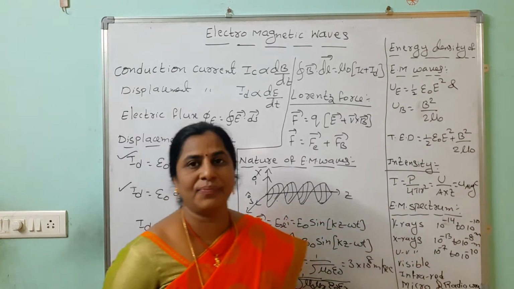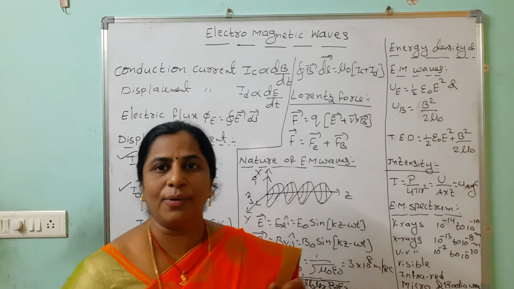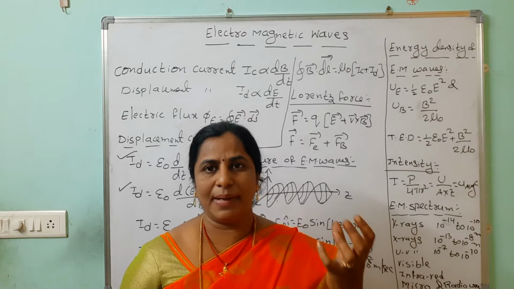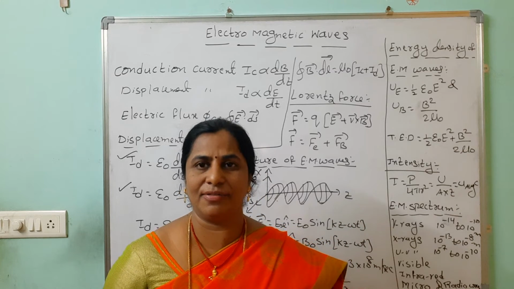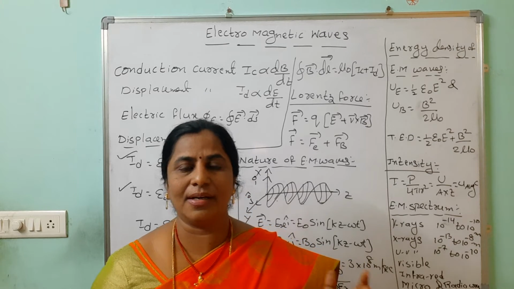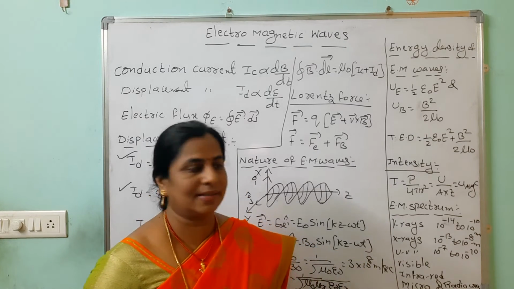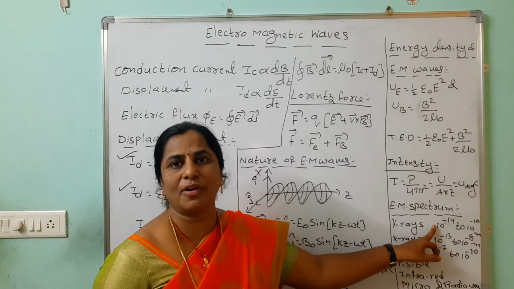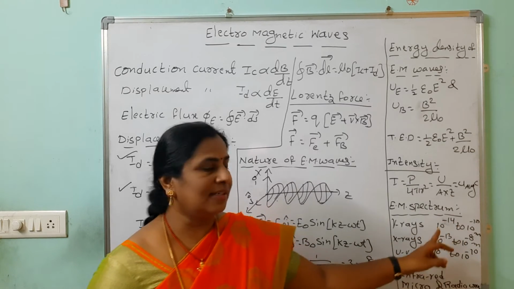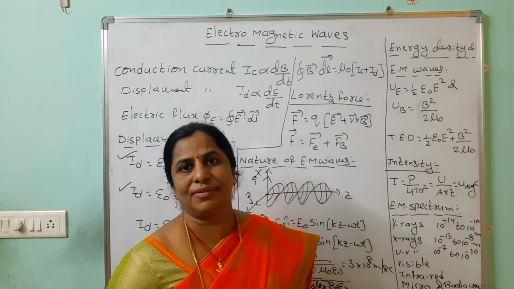Then the next one is the electromagnetic spectrum. You have this concept in chemistry also. Based on wavelength and frequency, we take the electromagnetic wave spectrum. Here the first thing is gamma rays. The wavelength of gamma rays is 10 to the power of minus 14 meters to 10 to the power of minus 10 meters. So this is the wavelength range of gamma rays.